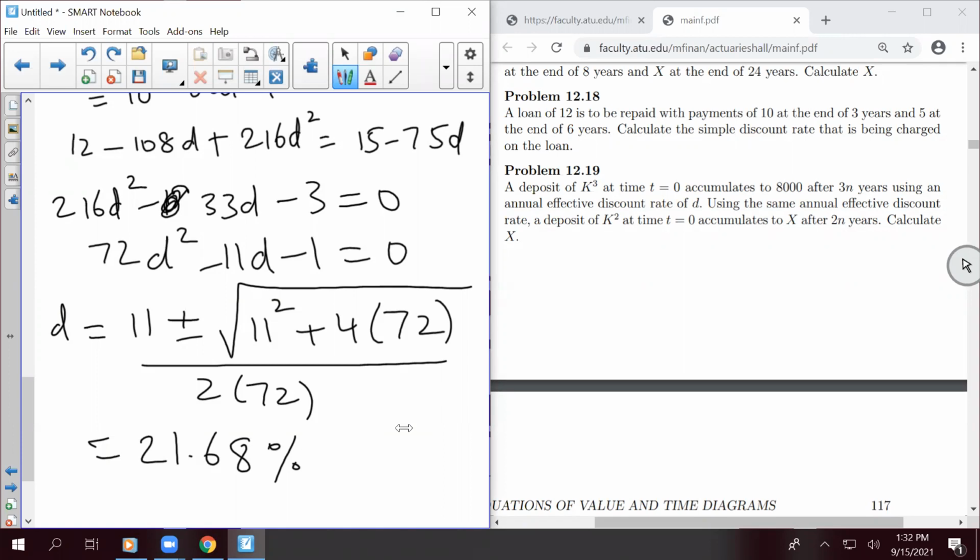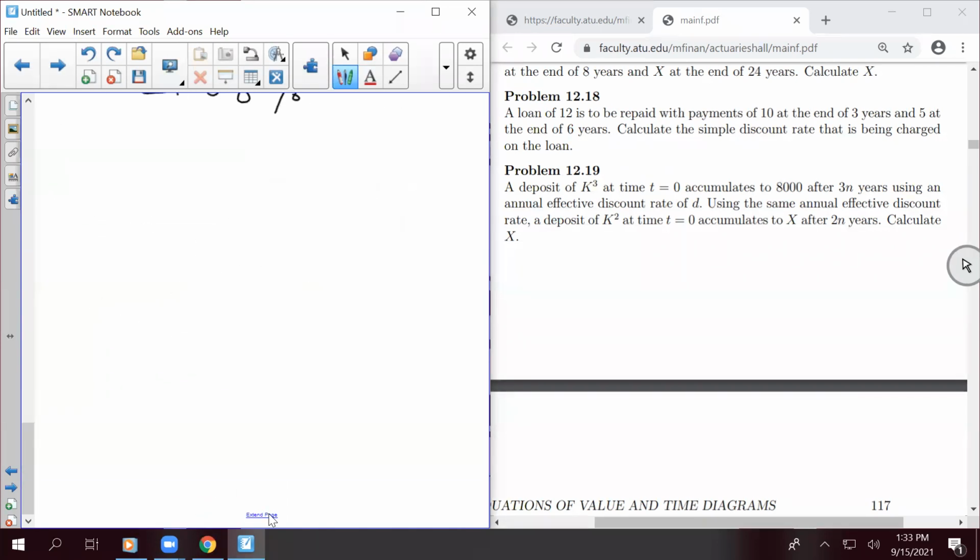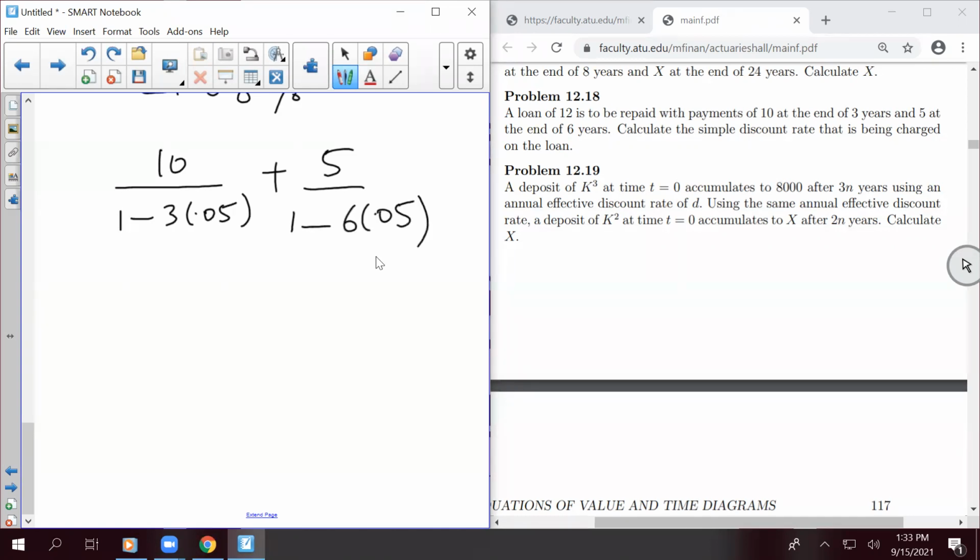Okay, what did you say the answer is? 5%. Exactly 5%? Yes. Okay, there's a very easy way to check. Take the 5% discount and plug it into the equation. With a 5% discount, the 10, received at the end of 3 years, becomes 10 over 1 minus 3 times 0.05, and the 5, at the end of 6 years, becomes 5 over 1 minus 6 times 0.05. What should it equal? 12. Tell me if it equals 12.